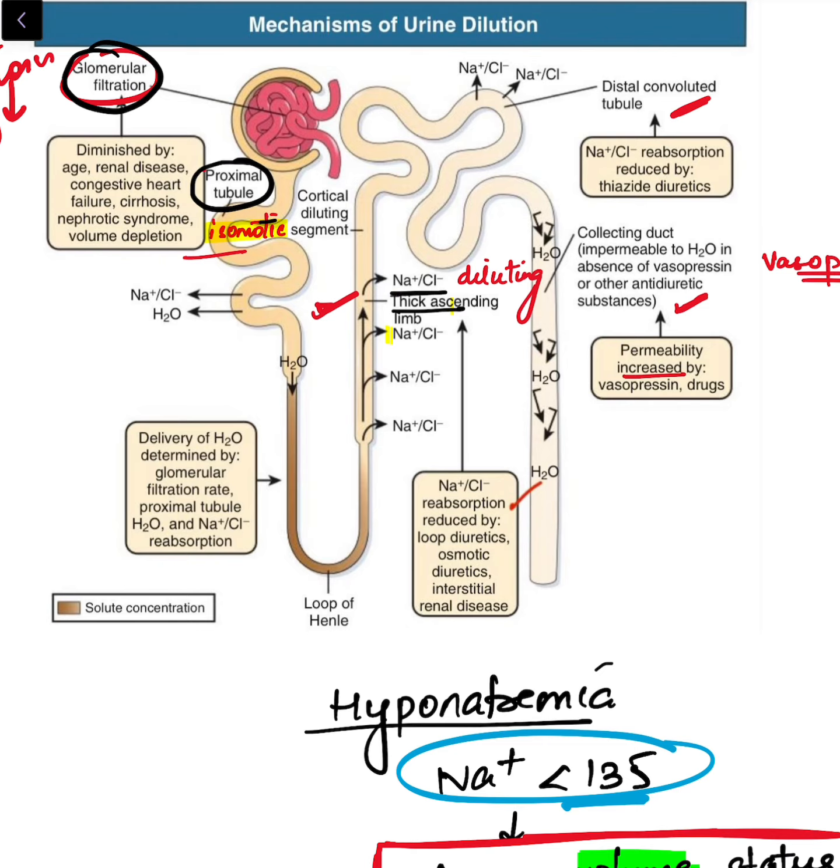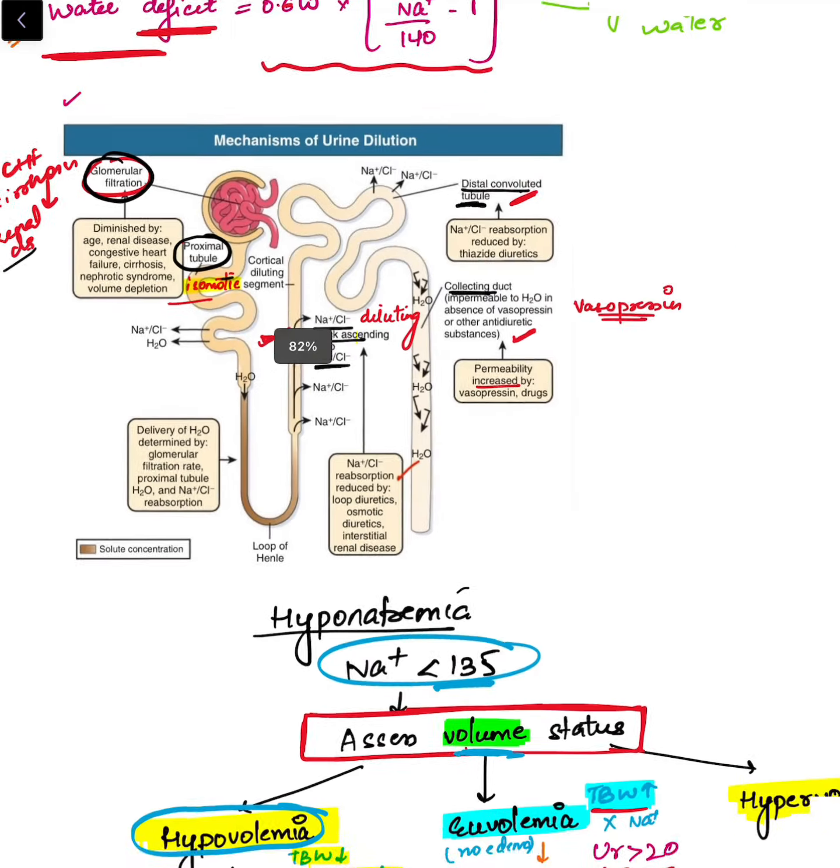In the thick ascending loop of Henle, there is just sodium reabsorption, no water reabsorption, through the sodium-potassium-2-chloride channel. Here, loop diuretics act, blocking this channel and inhibiting sodium reabsorption. The distal convoluted tubule is also a dilution segment, with the sodium chloride channel, and thiazide diuretics act here. The collecting duct depends on vasopressin for its water reabsorption.